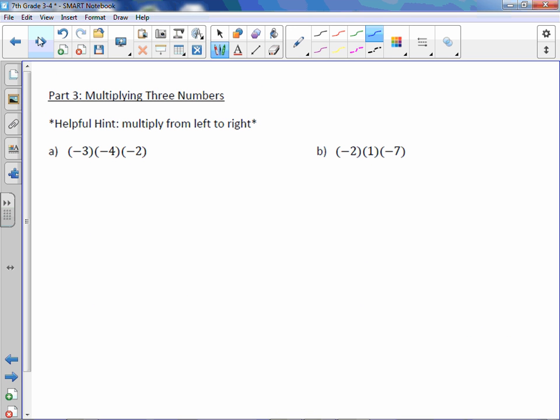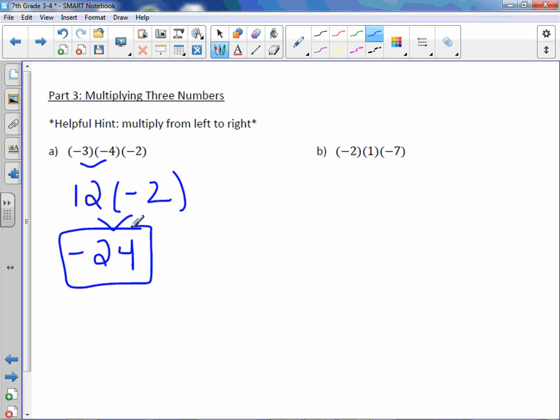When you're multiplying three numbers together, just multiply from left to right. So first, let's do negative 3 times negative 4. A negative times a negative is a positive. So this would be positive 12. Then bring down the negative 2. And a negative times a positive results in a negative product. So 12 times negative 2 is negative 24.